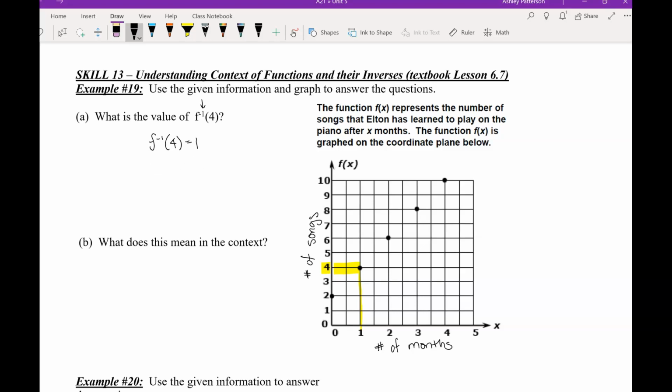What does that mean? Well, input, output, it's always if this, then that. Here, we're working backwards, and it's still if this, then that. So what does this mean? This means that if Elton learns 4 songs, then it has been 1 month.